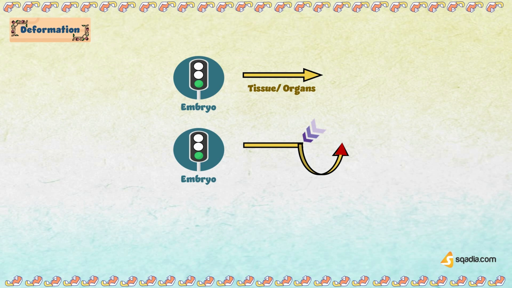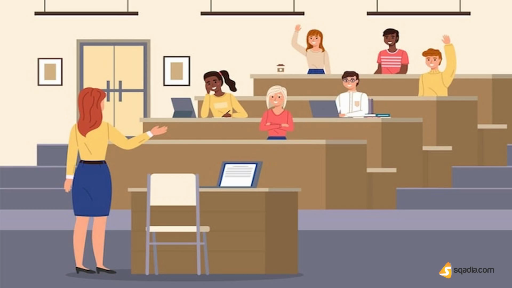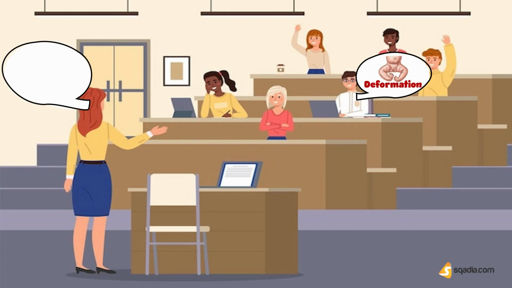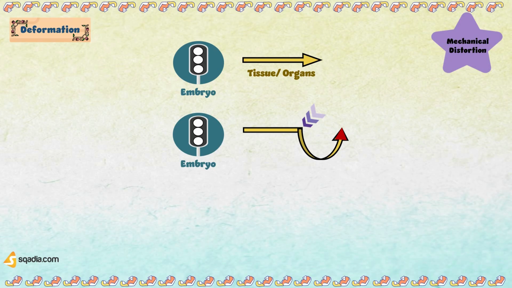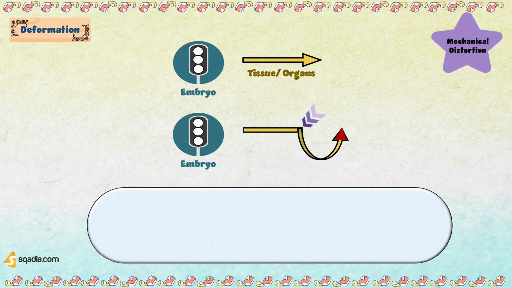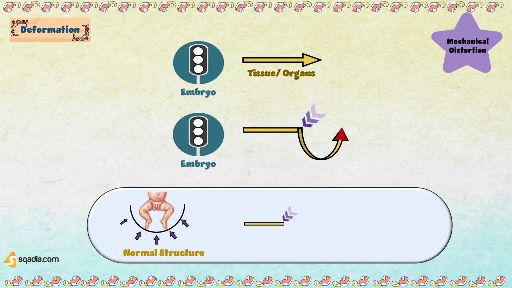So, we can say deformations are mechanical distortions. So, ma'am, it means clubfoot is an example of deformation. Yes, Jimmy. Now, let me explain how normal structure turns into clubfoot. When the structure forming normally, intrauterine force acts. As a result of the intrauterine force, one of the deformations rises, called as clubfoot.